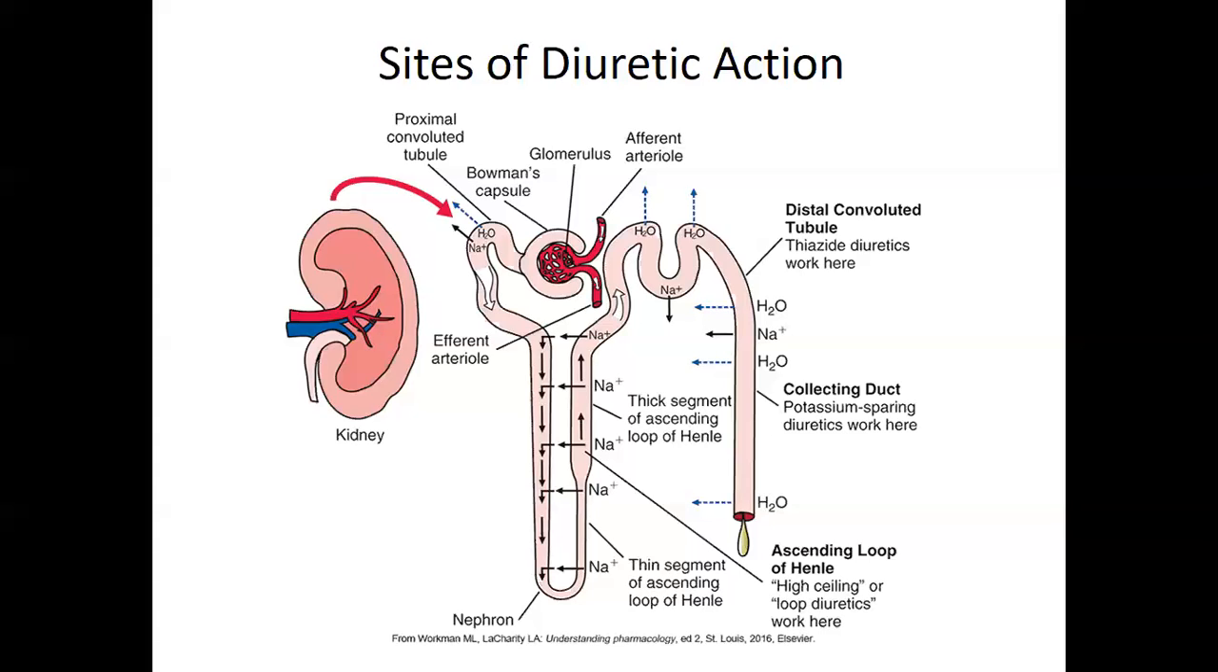But the most effective type of diuretics you're going to see are the drugs that actually work at the ascending loop in the nephron, which you would see over here. Okay, ascending loops of the nephron.